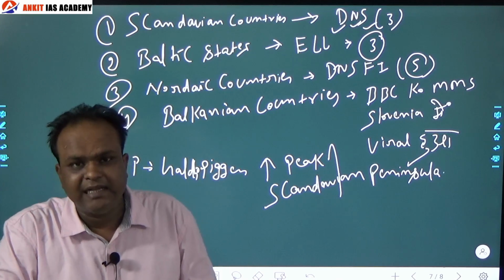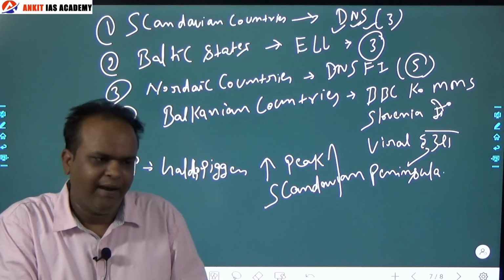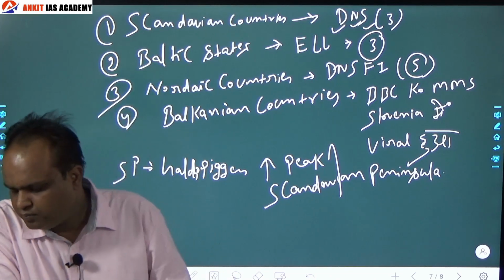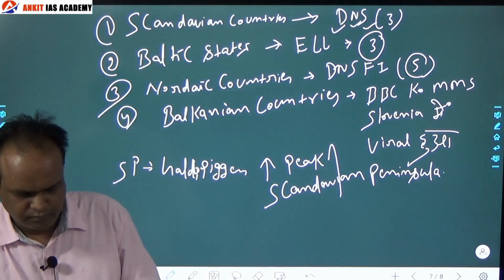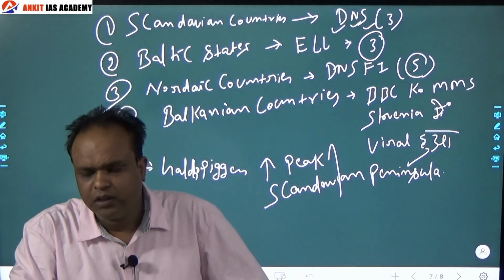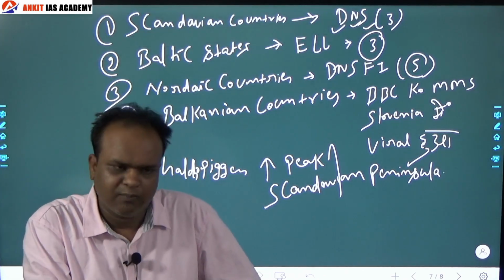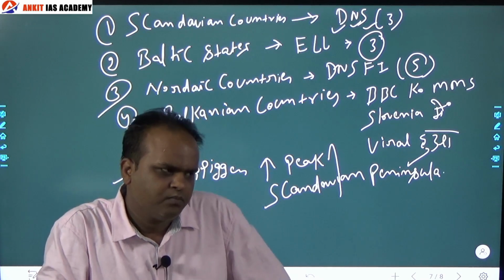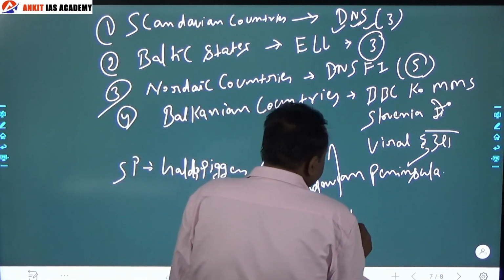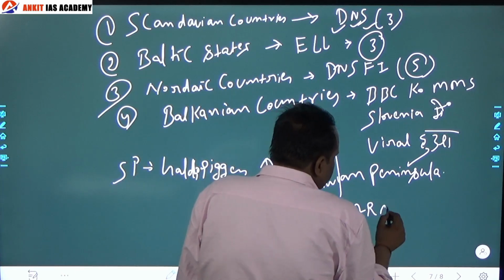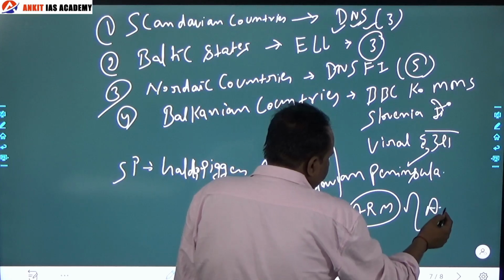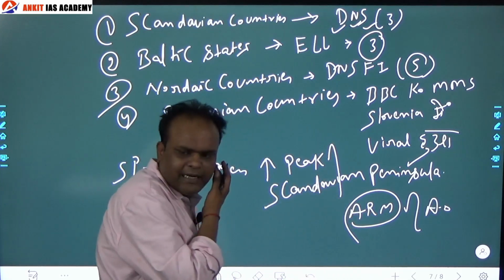Next thing is the Baltic Sea. Highlight this Baltic Sea on your atlas also. Note down. The Baltic Sea is an arm of the Atlantic Ocean.